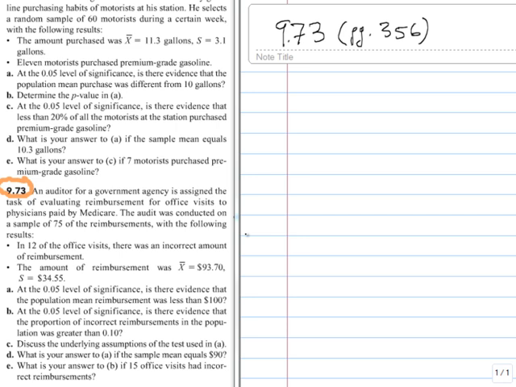In this example, we're going to be looking at number 9.73 from the book. It's on page 356. In this example, we'll be doing a t-test for the mean and a z-test for the proportion. But let's get to the problem.